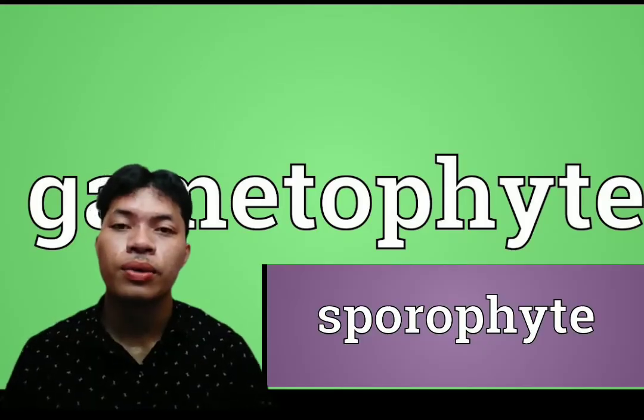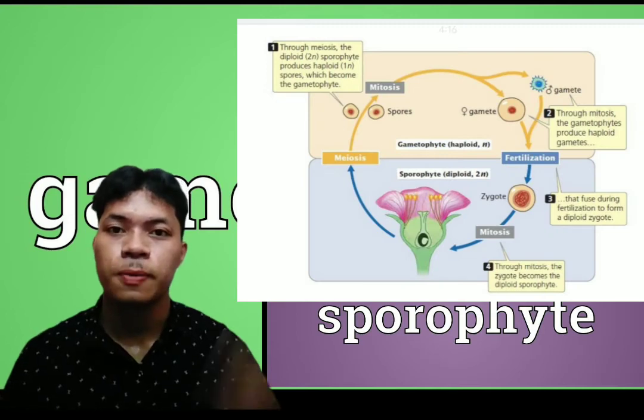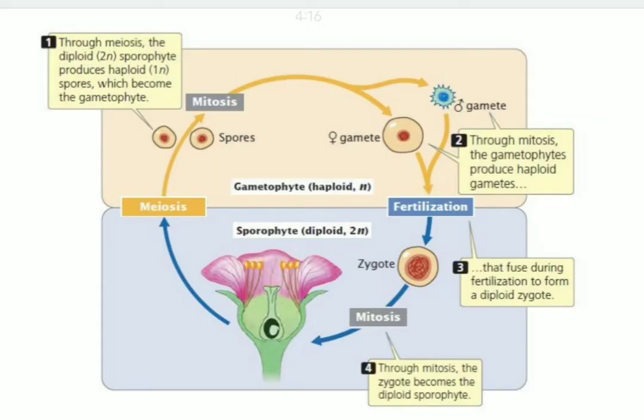Now let's go to the discussion of this illustration. In the first stage, sporophyte generation controls all the vascular plant's life cycles. All plants have a cycle in which they undergo alternation of generations. This process involves a haploid multicellular generation, called a gametophyte, and a diploid multicellular generation, called the sporophyte.